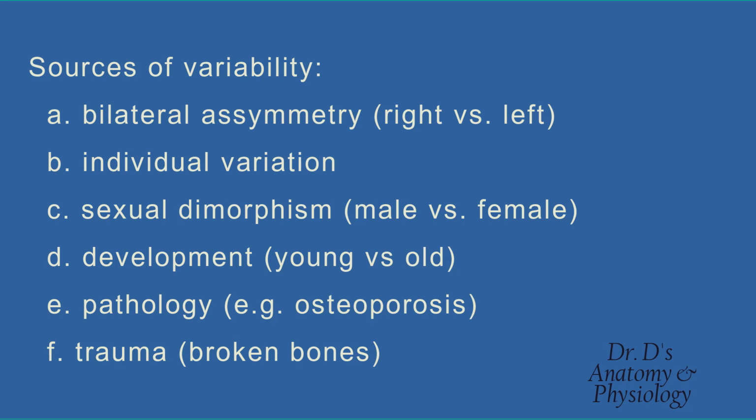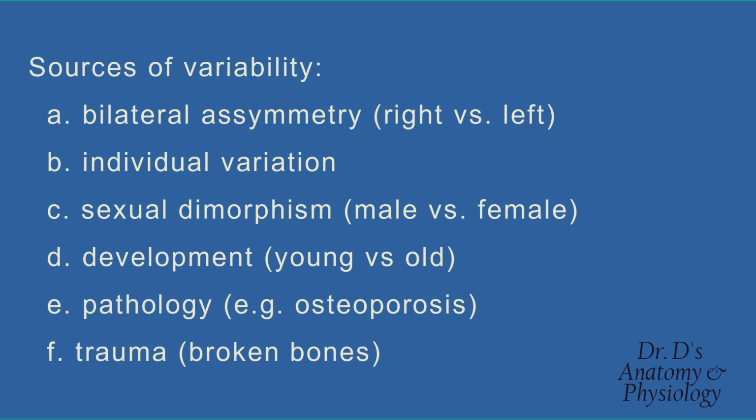Another factor is development. Young bones are different than old bones. For example, in young bones, you'll find growth plates in the long bones, which you're not going to find in the older bones, because these growth plates are going to disappear. You also are going to have to deal with the possibility that an actual specimen that you're looking at may have had pathology going on. So, for example, older bones may show signs of osteoporosis that leads to them being more fragile, more easily broken.